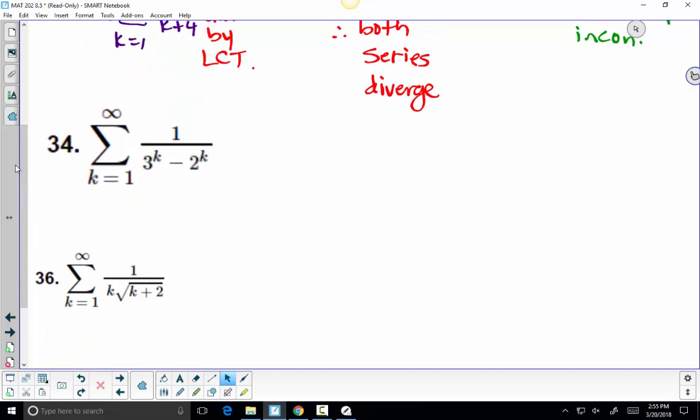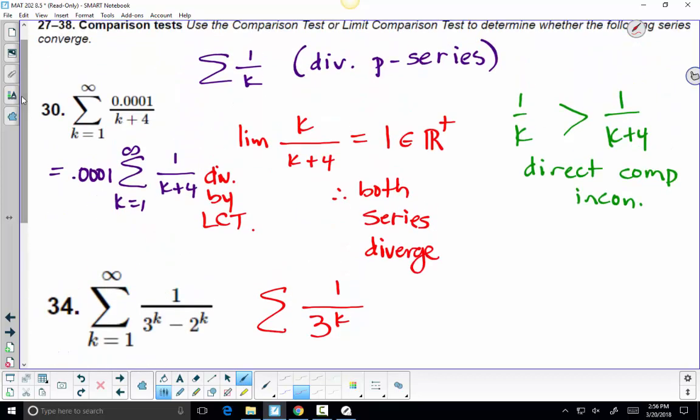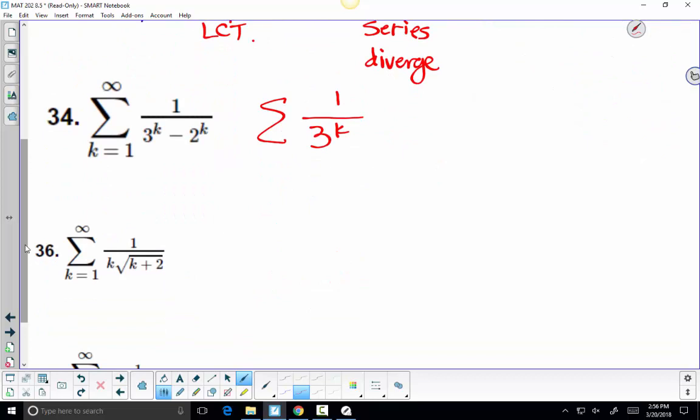Okay, so what do we think our comparison series would be? 3 to the k minus 1. So 1 over, we have two terms here, and we're shrinking this denominator by that amount. 3 to the k is bigger than this 2 to the k, so that's where the hunch should be. We could even try it with 1 over 2 to the k also, but if you look at this one, that term right there sort of dominates. 3 to the k dominates 2 to the k. 3 to the k grows faster than 2 to the k. So 3 to the k dominates. So that's the series I would say we want to compare to.